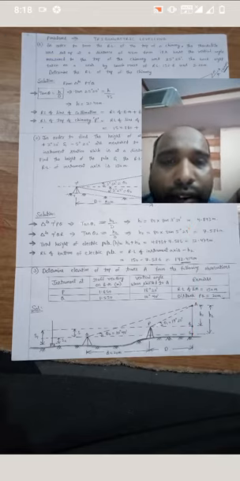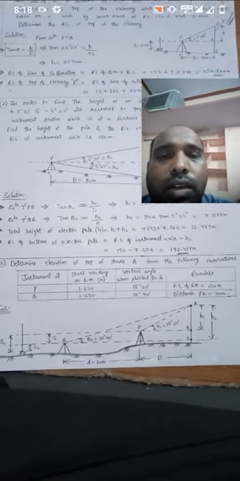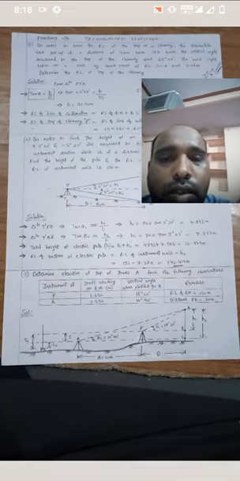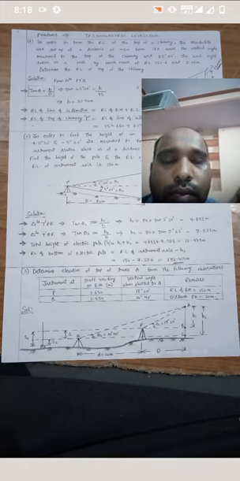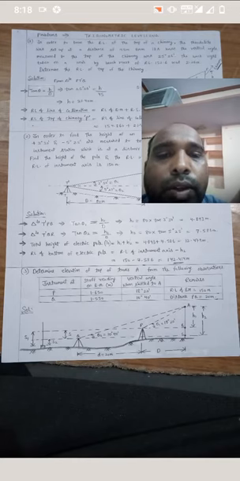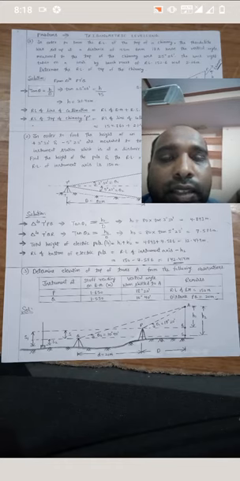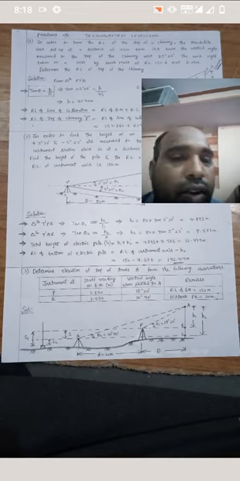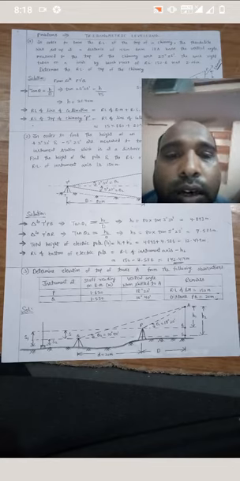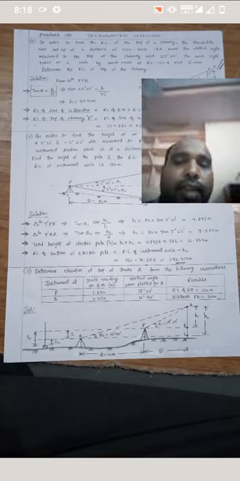Next, determine elevation of top of tower A from the following observations. Here instrument at P and Q. Okay, P is greater than Q. Theta 1 is given 18 degrees, theta 2 is 10 degrees 40 minutes. RL of benchmark is given 150. Distance PQ is given 20 meters. Okay, we have to measure the top of tower A.